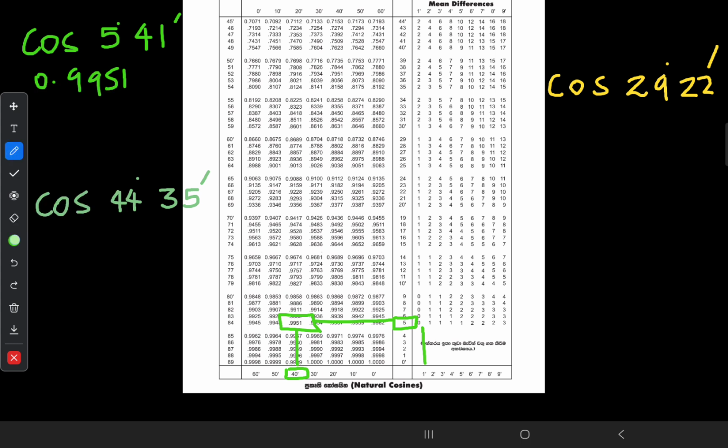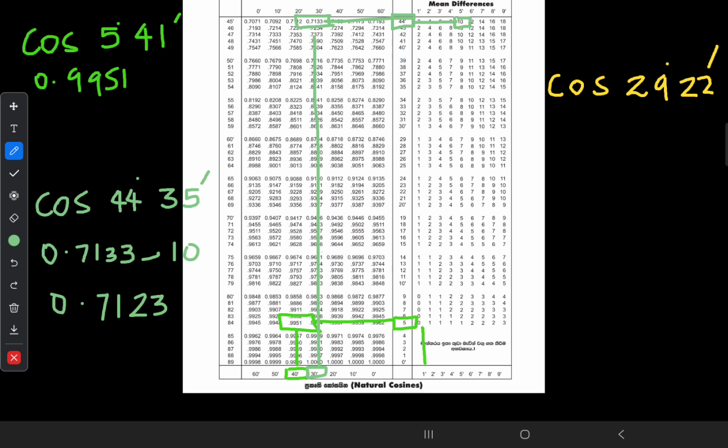The second question is cos 44 degrees 35 minutes. So in the degree 44, here 44 degrees and 30 minutes is 0.7133. From that, in the same row, you should subtract the fifth mean difference. You can take a look from above or below, it doesn't matter, both are the same. So that was 10. When we subtract 10 here, it would be 0.7123.